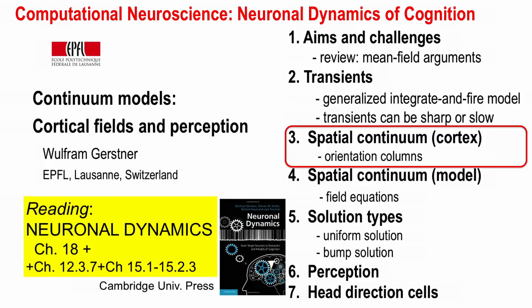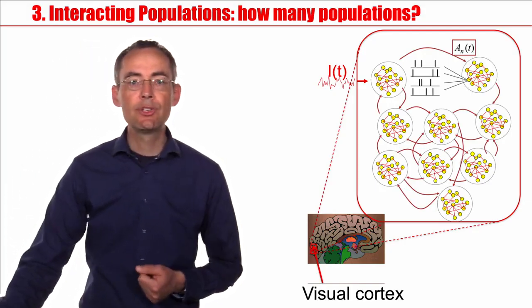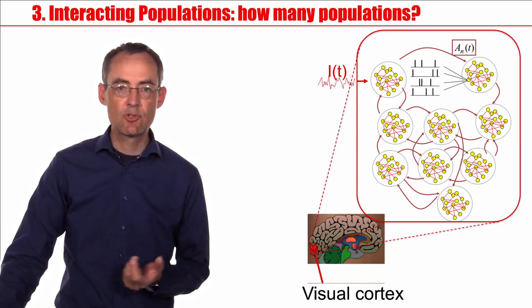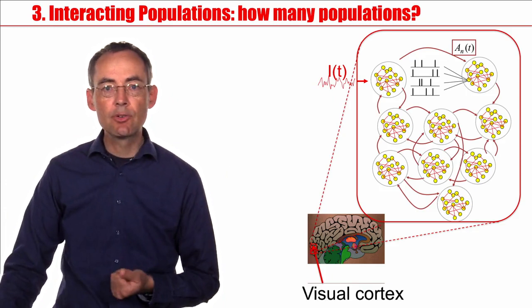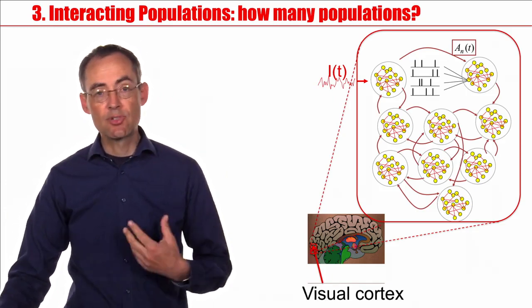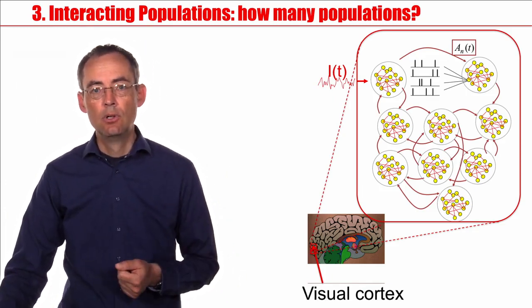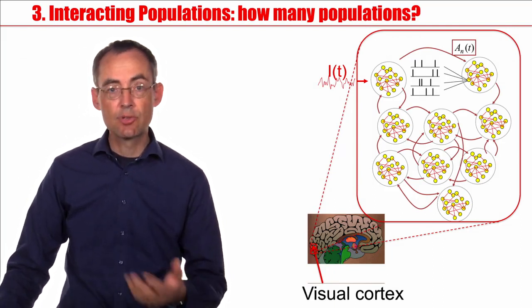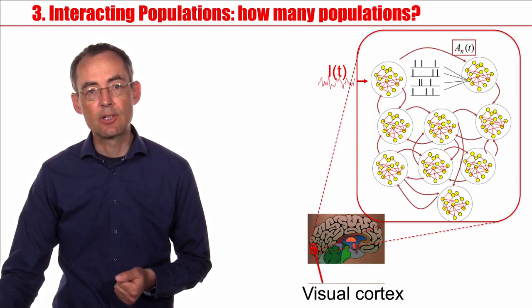Before we continue with the mathematical development, I need to explain why we can think of the cortex as a spatial continuum. In fact, in the visual cortex, there are many different populations. Neurons have localized receptive fields, different neurons have different receptive fields, nearby neurons have similar receptive fields. Neurons will also have different preferred orientations, which means different responses to an oriented light bar.